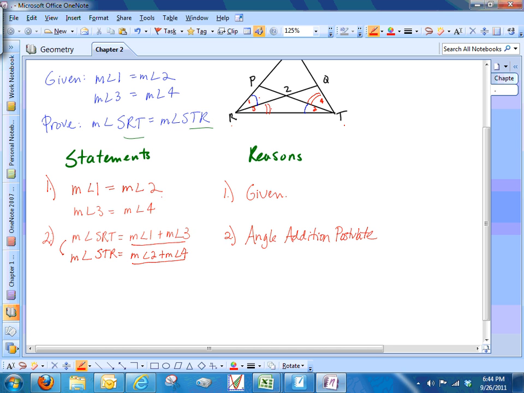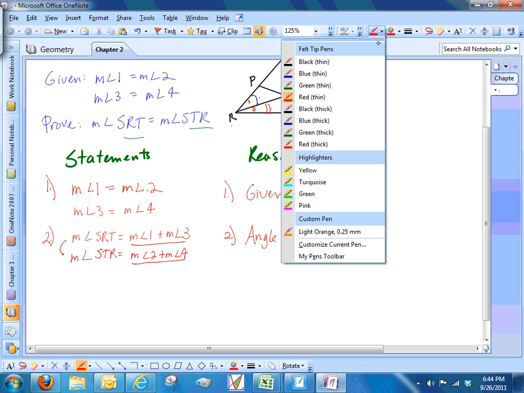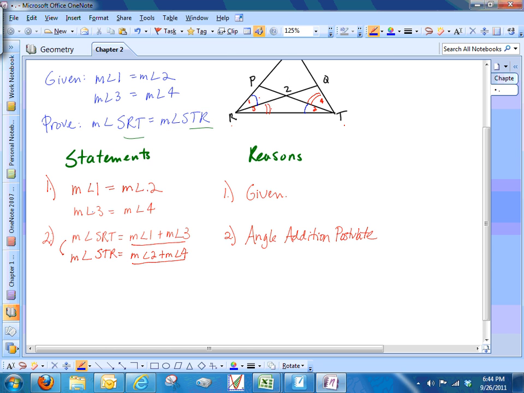Well, let's go up here. If you notice, 1 is equal to 2. Let me change colors here. 1 is equal to 2, 3 is equal to 4. I'd really like to have 1 and 3 together, and I'd really like to have 2 and 4 together. Can I do that? Well, if 3 is equal to 4, I'm basically able to add them to this first line, measure of angle 1 equals measure of angle 2. I can add 3 and 4 to both sides because they're equal. I'm allowed to add the same thing to both sides. So that's what I'm going to do.